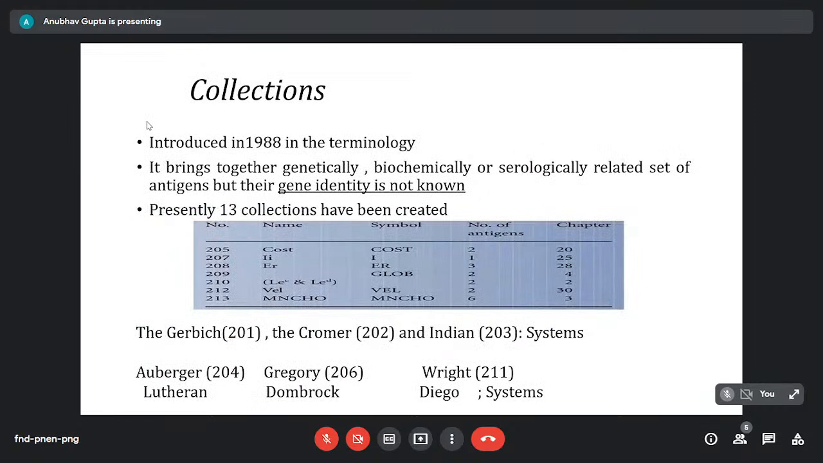Collections were introduced in 1988. In 1980, the ISBT defined the system; in 88, the term collection was coined. It brings together a genetically, biochemically and serologically related set of antigens for which the gene identity was not known. Till present there are 13 collections: 205, 207, 208, 209, 210, 212, 213, 201, 202, 203, 204, 206, 211.